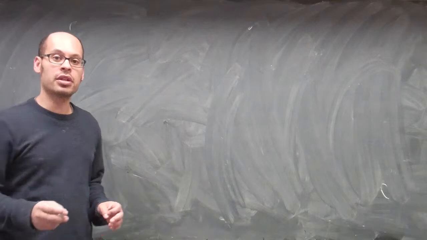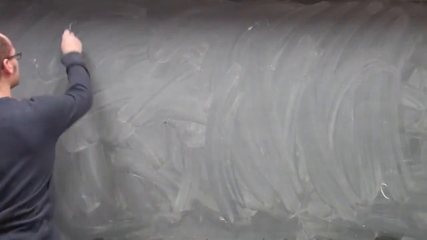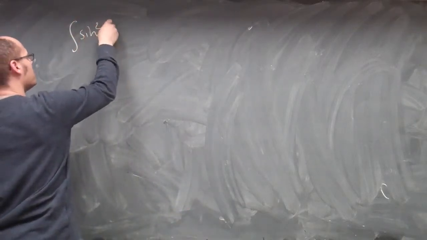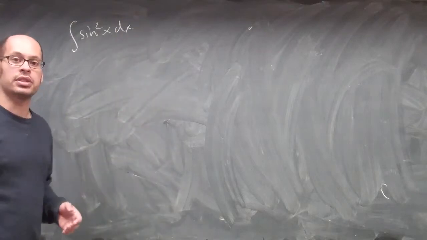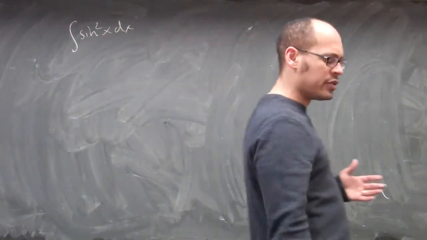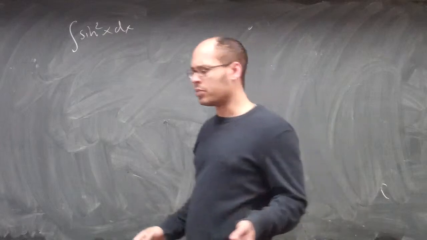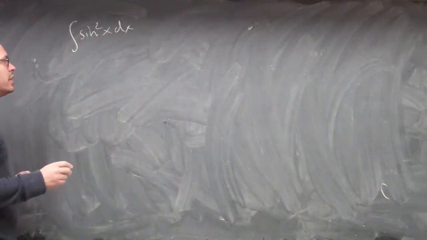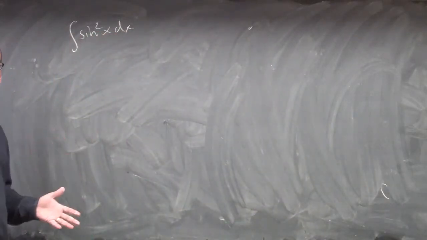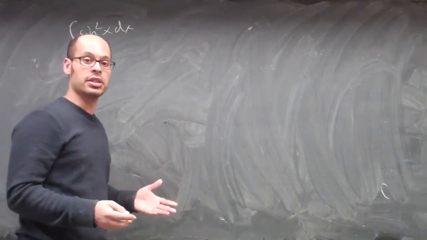Let's start by taking a look at an integral that we did in class last time. So the integral of sine squared x dx. There's a couple of different ways of doing this one. The first way that I'll review is just the way we did it in class. The idea here is just to recognize a trig identity to rewrite the sine squared.